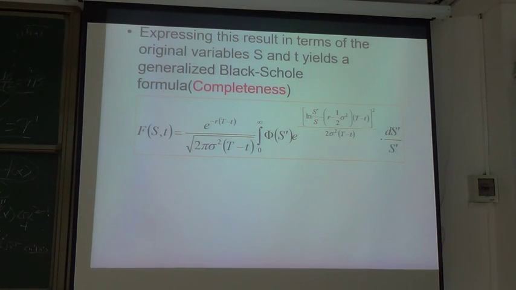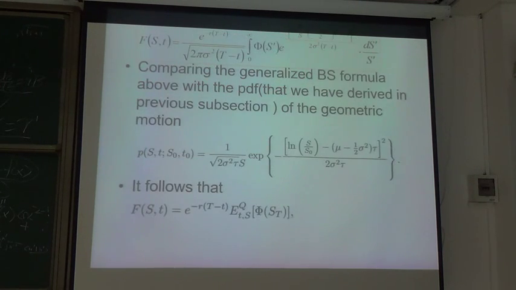And when we express this result in terms of the original variables S and T, it yields a generalized Black-Scholes formula. So that's why we said the Black-Scholes model is complete. Comparing the generalized BS formula above with the probability distribution functions we have derived in the previous subsections of the geometric Brownian motion, it follows that F(S,T) can be expressed in the last formula.